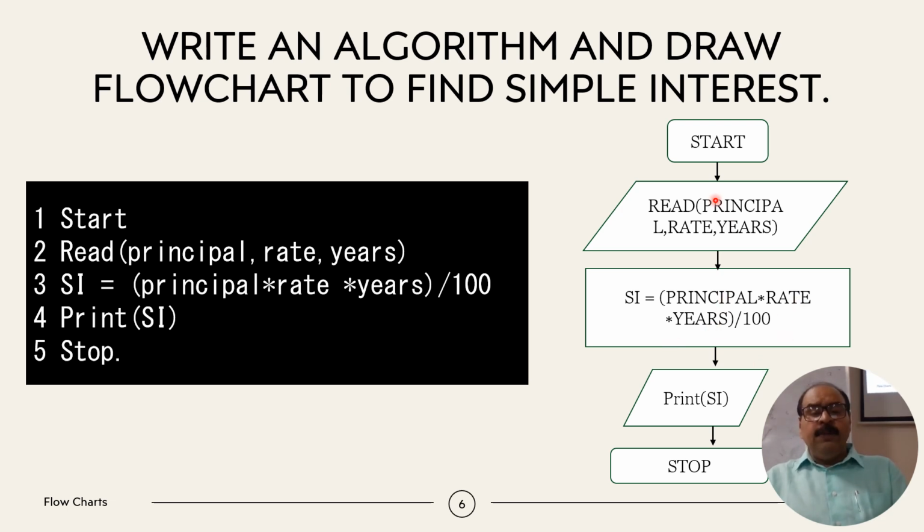Again, for input and output, we are using parallelograms. We are printing simple interest in our output. Then we are concluding the flowchart. So this is how you can draw a flowchart for a simple algorithm. You may be asked to draw flowcharts for simple algorithms in your exams, and you may need to do it.